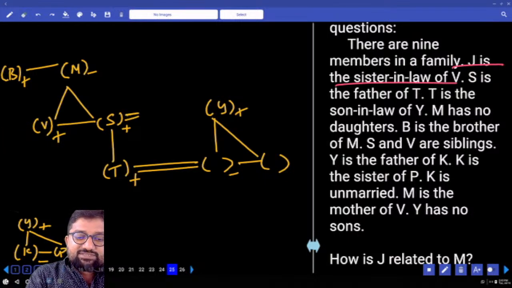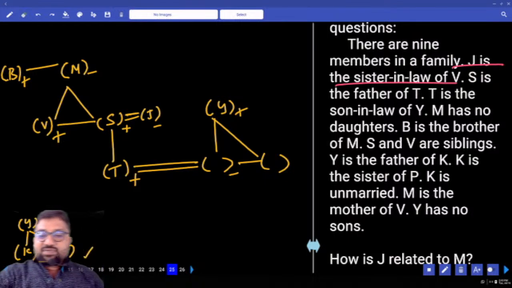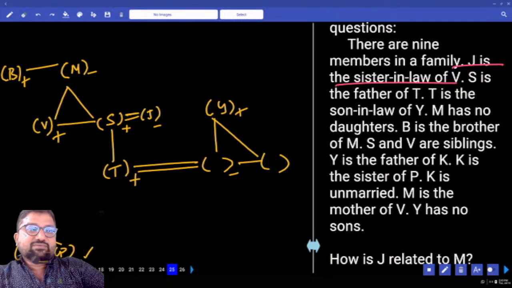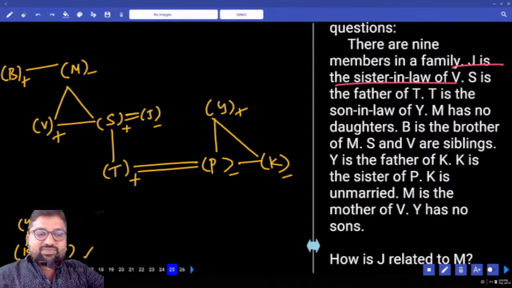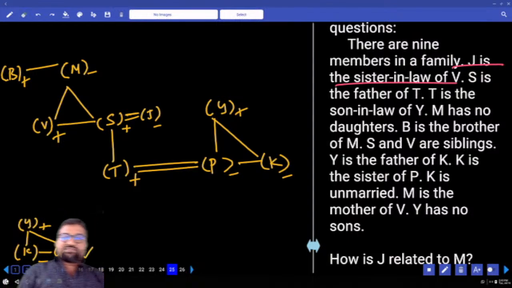After any possibilities? Only 1 possibility. So J is married to S. Understood? Tell me. Now how many children does Y have? K and P. K is married or not married? So this is K and this is P. Did I get all the 9 people? Yes. Done? This is not tough. This is easy.